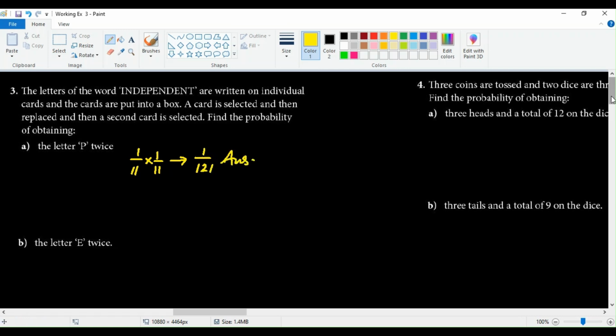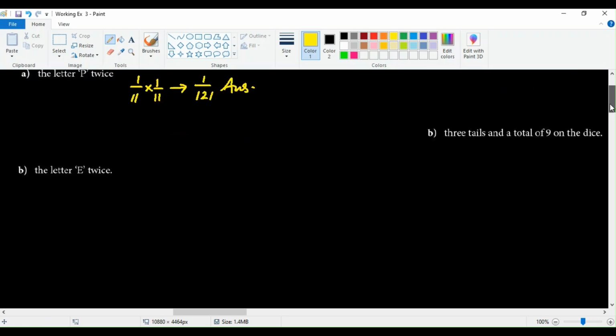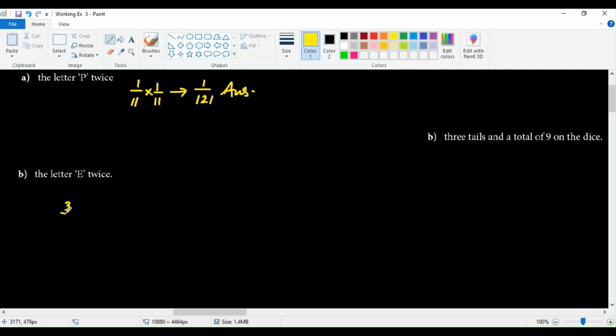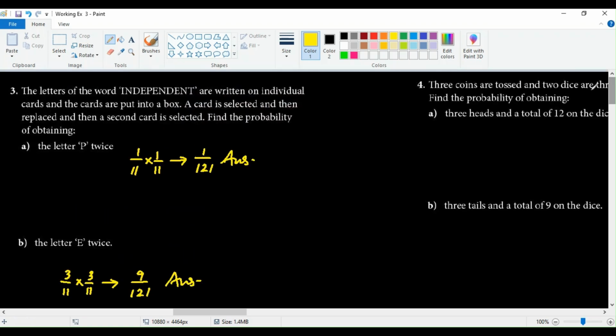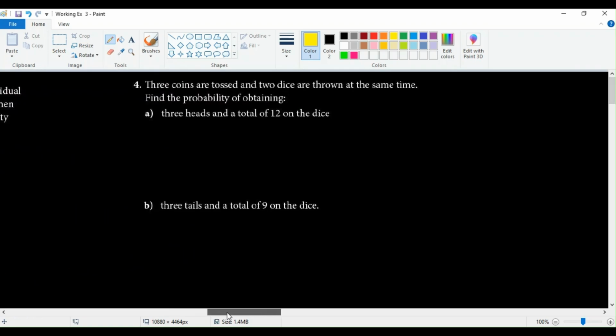Now we are talking about E. There are three E's, that means 3 over 11 for one. Now we're talking about two, that means we are going to multiply by itself, so 9 over 121 is the answer for this question. Moving on to question number 4.